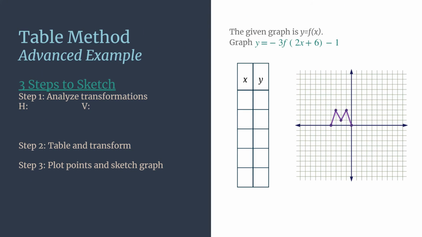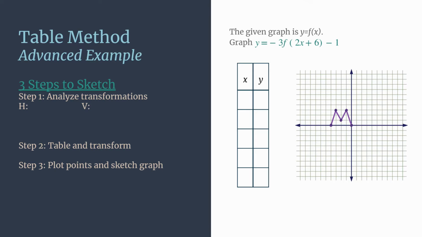All right, so let's jump into the table method. We have our 3 steps to sketch outline on the left, and we have everything else we need on the right. So we're given the graph y equals f of x in purple. We have our blank table, and we are transforming the purple graph to become y equals negative 3 f of (2x plus 6), minus 1. So that's a lot of transformations going on. It's pretty clear to see. And let's go ahead and jump into our method. And we'll start with step 1 by analyzing all of these transformations.